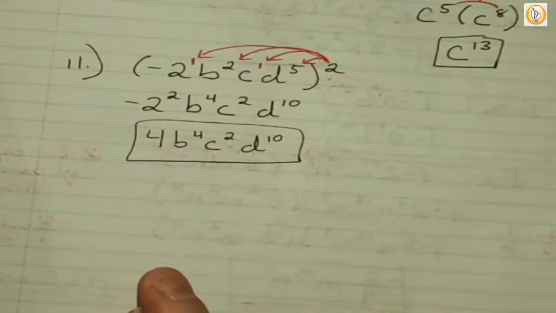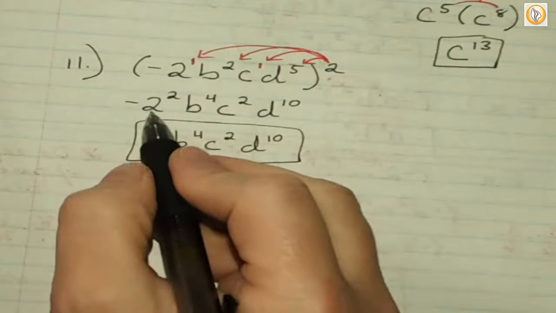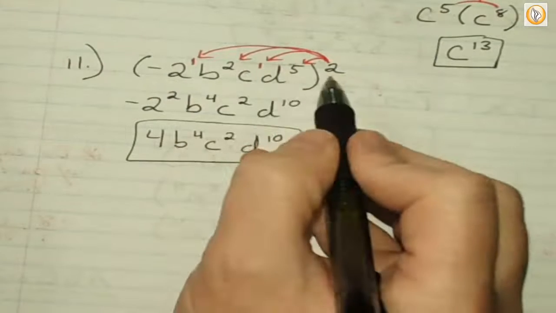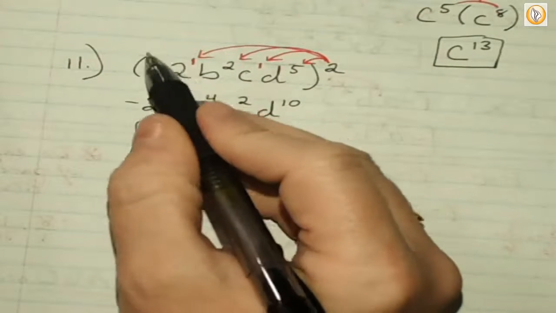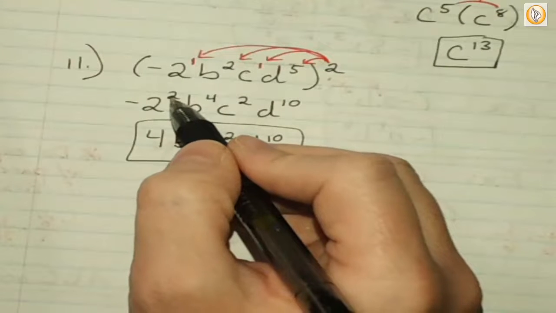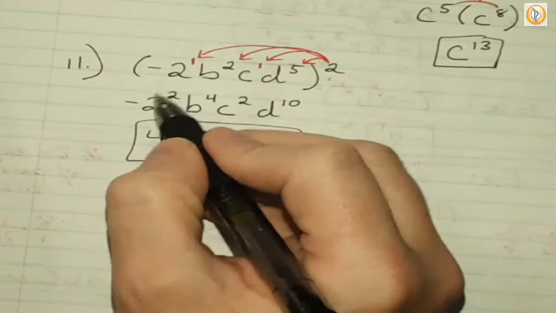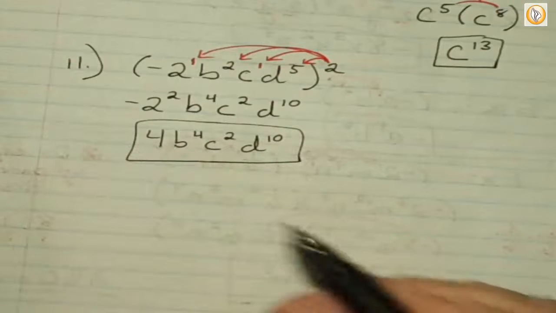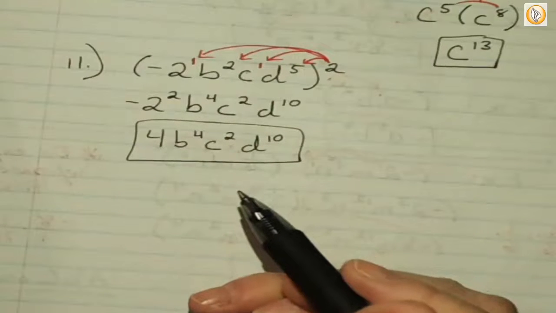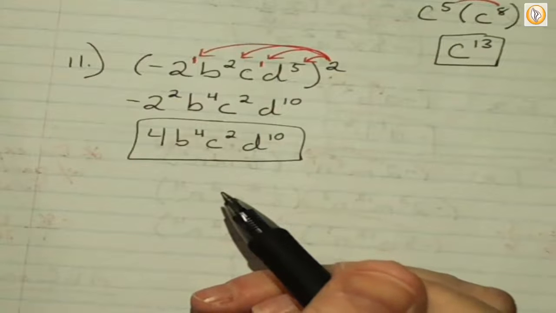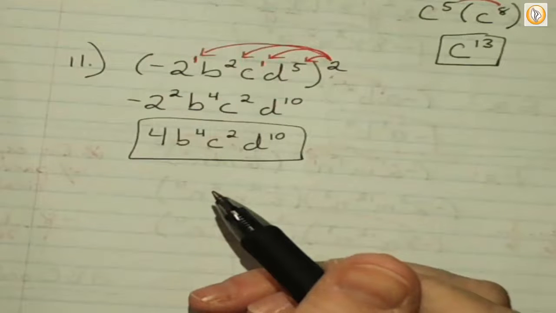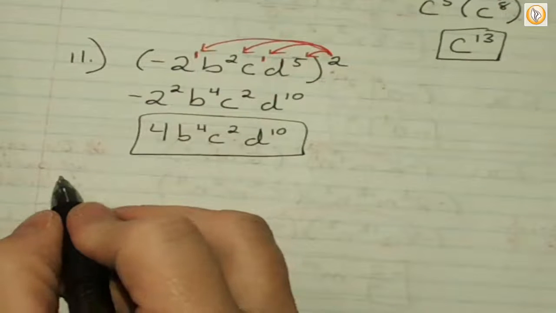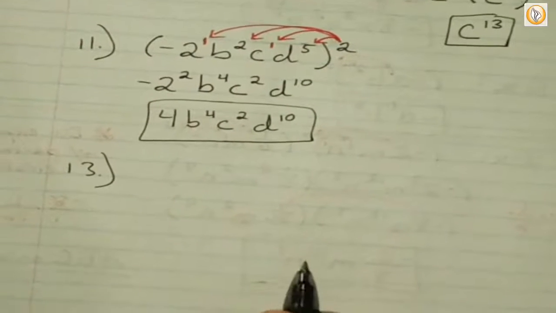Yes, ma'am? I thought it would be a negative 4. Yeah, sure. Well, the thing is, it's because of how it's presented right here. This is going on the outside of this, so it would be negative 2 times negative 2. I hate those because it's confusing. I know what you're saying. It's negative 2 times negative 2. Yes, a negative times a negative is a positive.